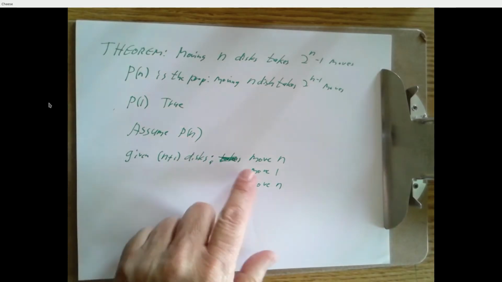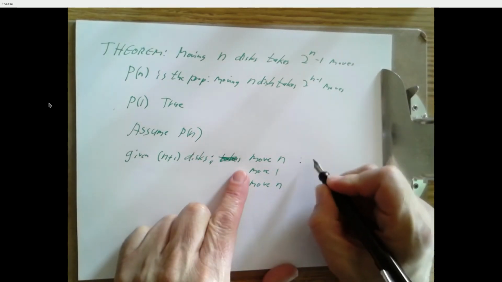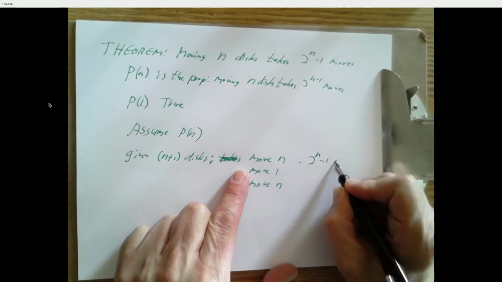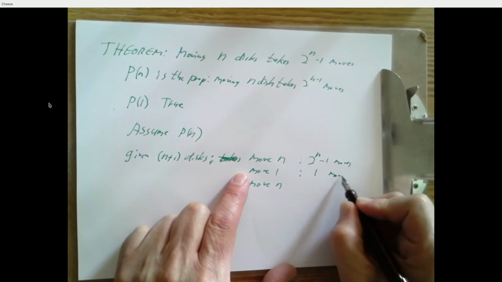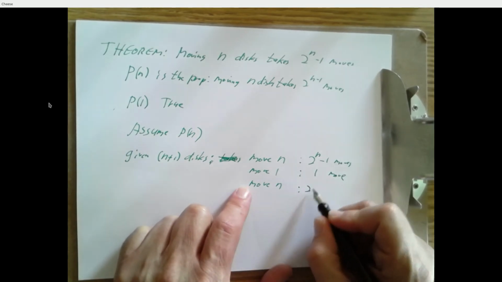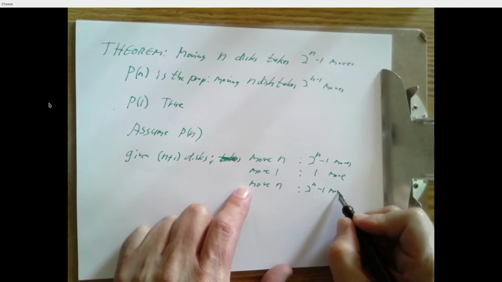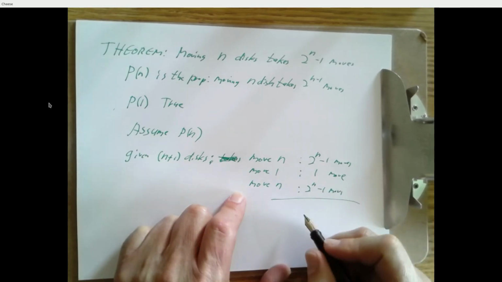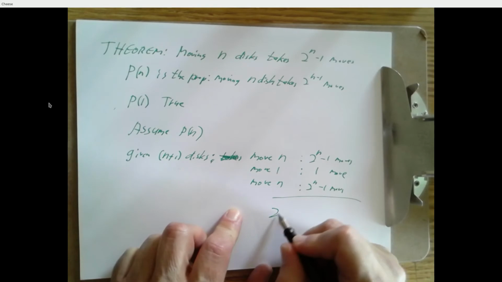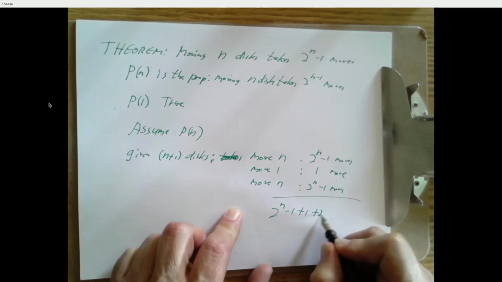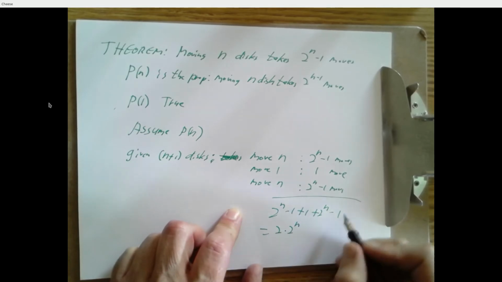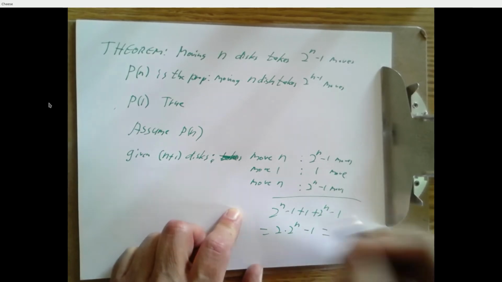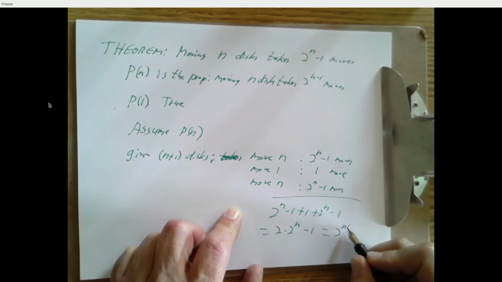Well, P of n says that to move n disks takes 2 to the n minus 1 moves. We know that to move 1 disk takes 1 move, and to move those n disks again takes 2 to the n minus 1 moves. So the total number of moves to move n plus 1 disks is 2 to the n minus 1 plus 1 plus 2 to the n minus 1, which is 2 times 2 to the n minus 1 plus 1 minus 1 is minus 1. And 2 times 2 to the n is 2 to the n plus 1 minus 1 moves.